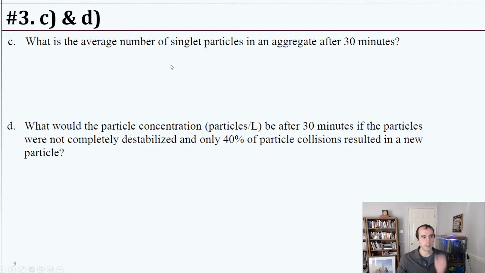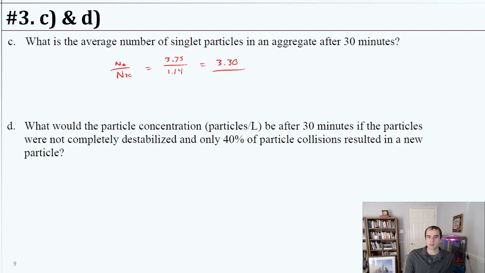Okay, so then the next question is answering exactly what I just noted. What is the average number of single particles, those initial ones, and not per final particle after 30 minutes? So this was that 3.75 times 10 to the 6 divided by that 1.14 times 10 to the 6 particles per liter. And this is going to give us, if we do that calculation, 3.30 of the initial compared to the final particles.